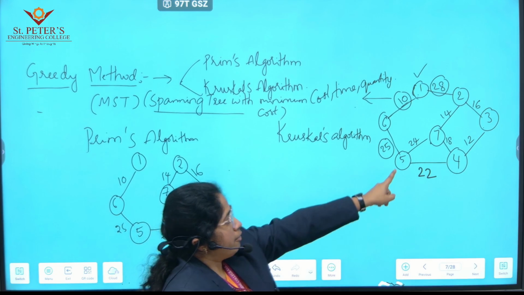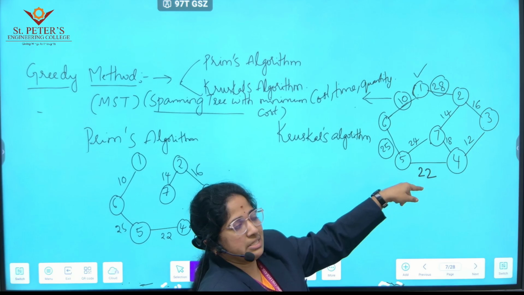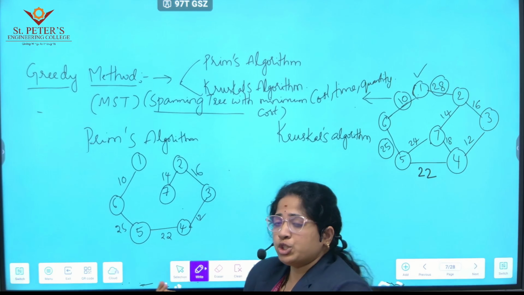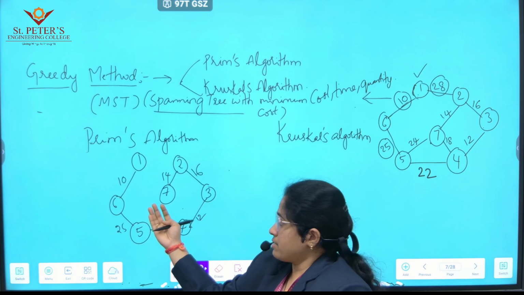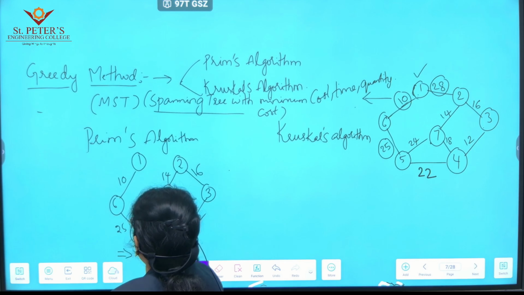Next one, vertex 5. From vertex 5, 22 and 24. 22 is lesser. So we need to pick according to their weights, and it should be connected with the vertex. Okay. So now we will calculate the cost. What is the minimum cost?